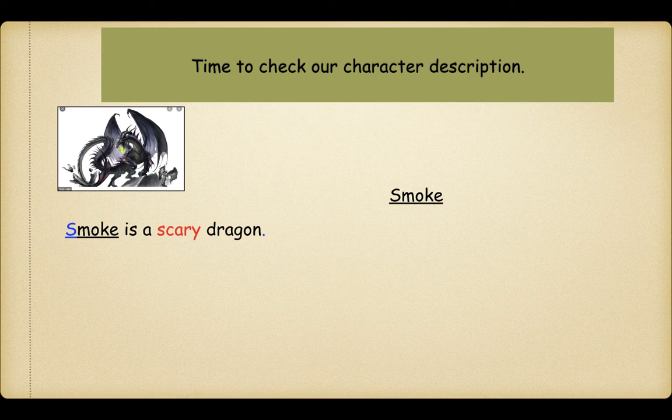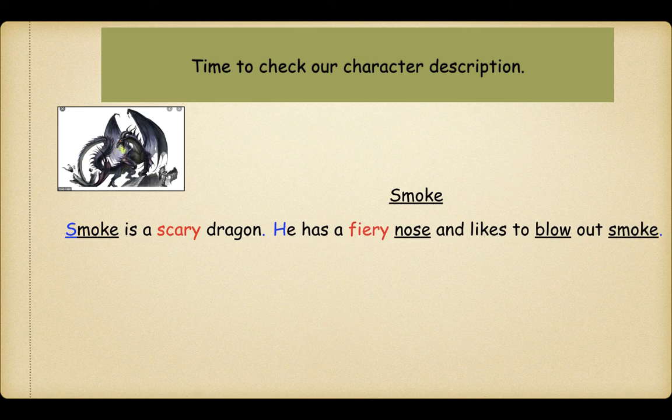Why did I do that? It's important that when you start a sentence, you have a capital letter. So I coloured all my capital letters in blue. So you can see the capital S is in blue because you need a capital letter at the beginning of your sentence. Why did I underline smoke? Well, smoke is one of my spelling words for this week. Or one of your spelling words, I should say.